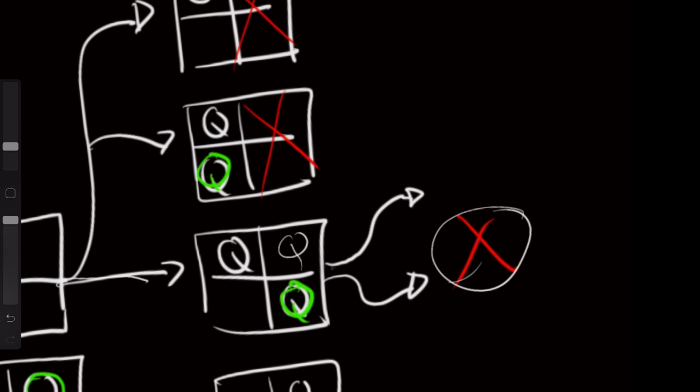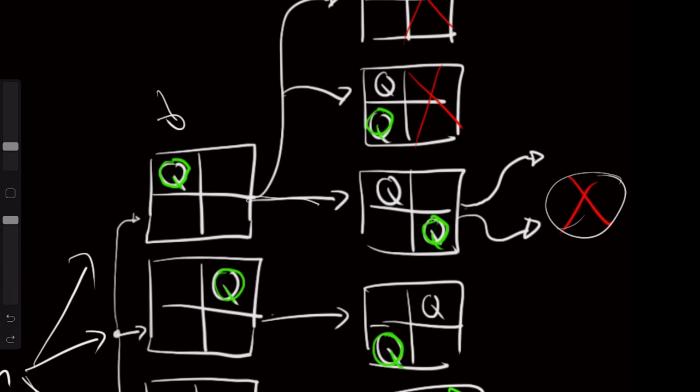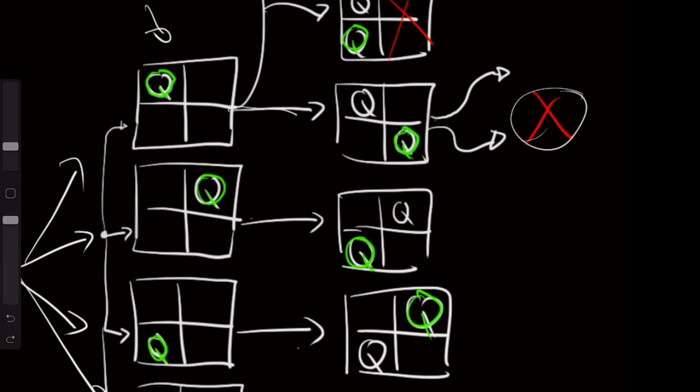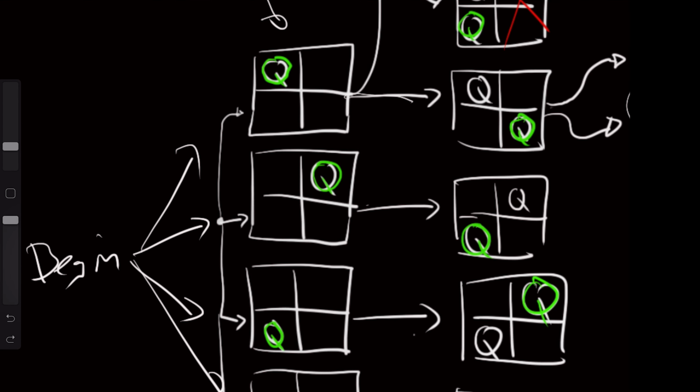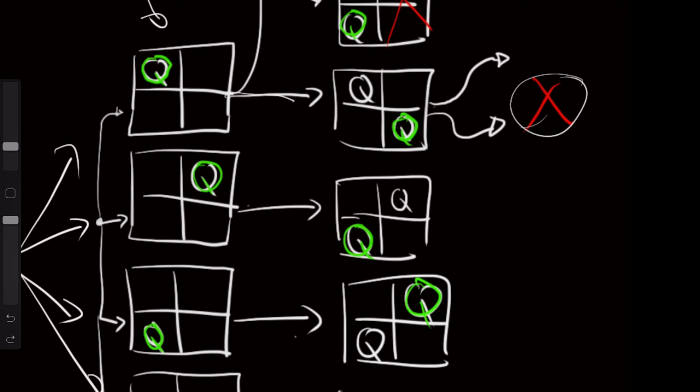No matter if I put a queen here or here, it's not gonna work. And then I record this as one of the states. So then once I do that, I actually backtrack all the way back here to the beginning, and then I will do that again. So that's pretty much what backtracking is.